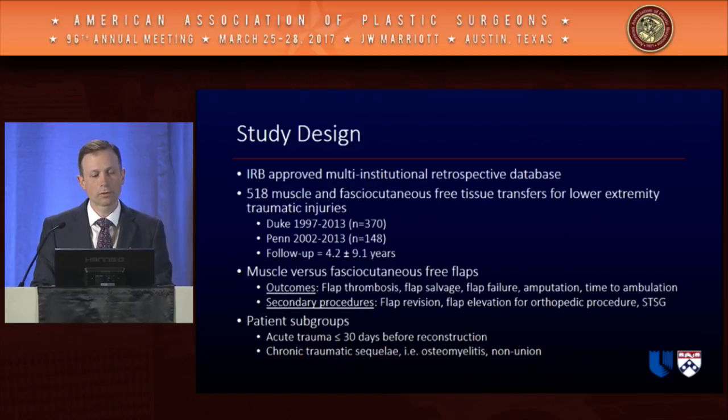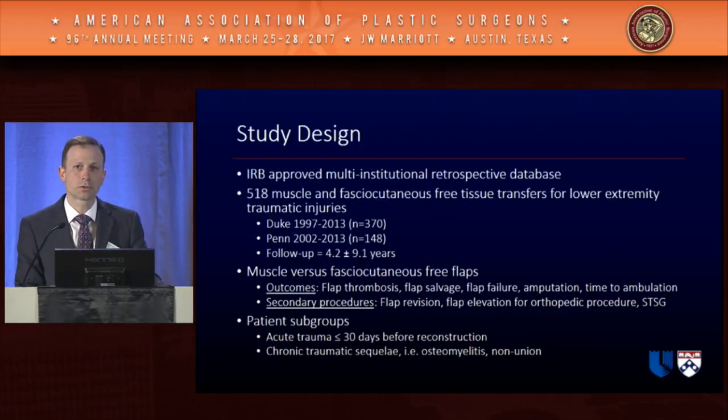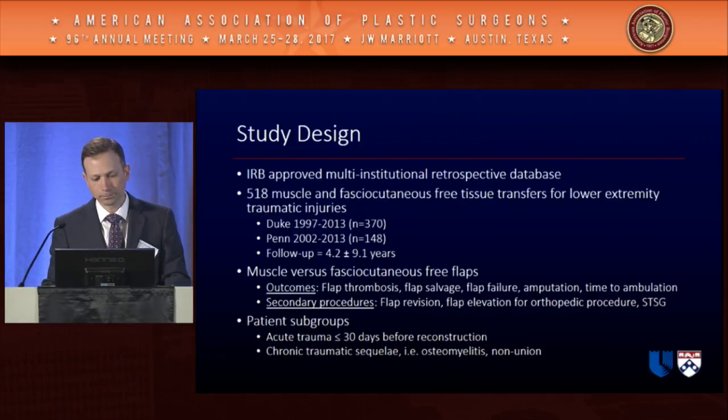This was an IRB-approved multi-institutional database from Duke University and the University of Pennsylvania. Query of this database yielded 518 muscle and fasciocutaneous free flaps for lower extremity reconstruction for traumatic injuries. About 2/3 of the patients were from Duke University and 1/3 of the patients came from the University of Pennsylvania. It yielded a follow-up of about 4 years with a large range to 9 years.